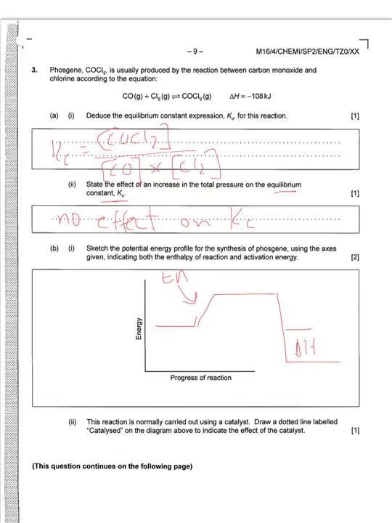And then number 2, this reaction is normally carried out using a catalyst. Draw a dotted line labeled catalyzed on the diagram to indicate the effect of the catalyst. So this is just going to have the same starting energy, less activation energy, and the same final energy. My dotted lines are a little hard to see here, but this is what we can expect with the catalyst: a lower activation energy whether you're running the forward or the reverse reaction.